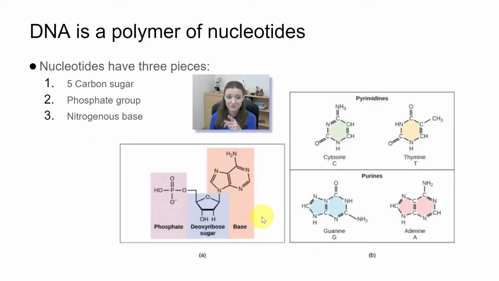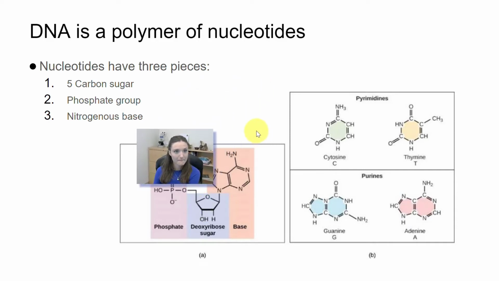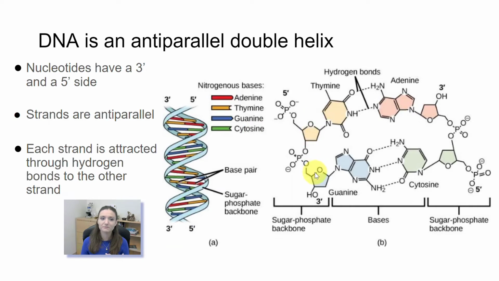So 3' and 5', remember this is what it means. In our sugar, there are five carbons. We number those carbons moving clockwise from the oxygen. So 1, 2, 3, 4, 5' is this one right here. 1, 2, 3' is this one right here. So it just gives a directionality to the molecule, right? If we look at DNA, like this one we looked at before, this is our 3' side, this is our 5' end.